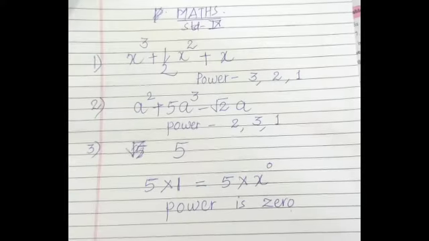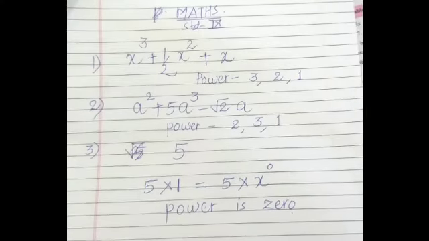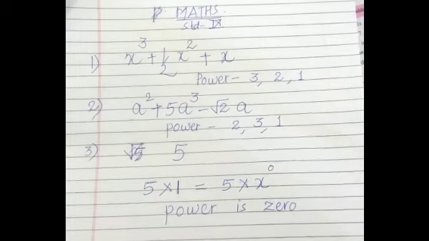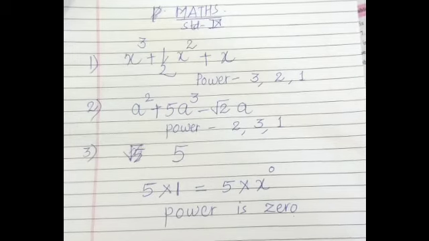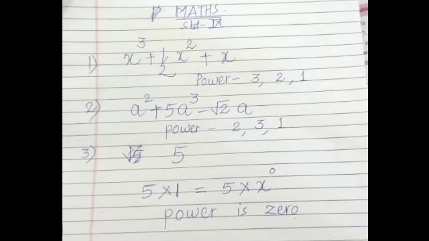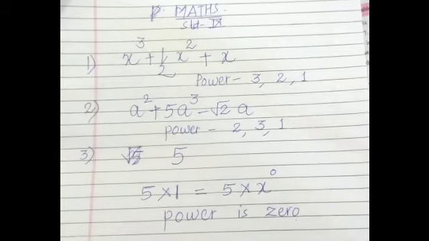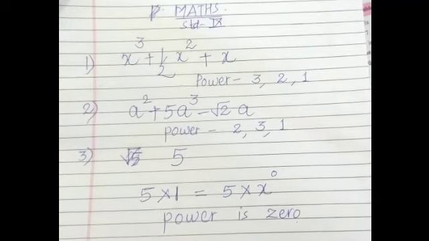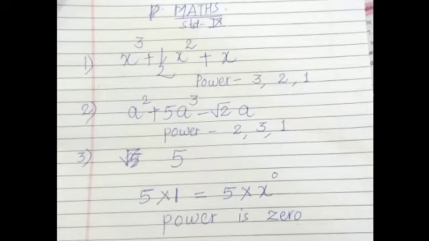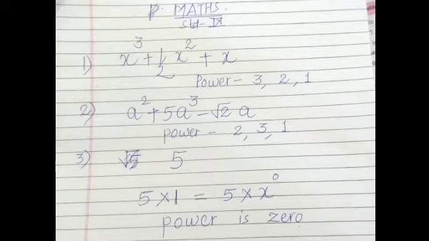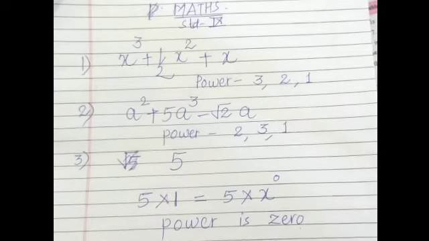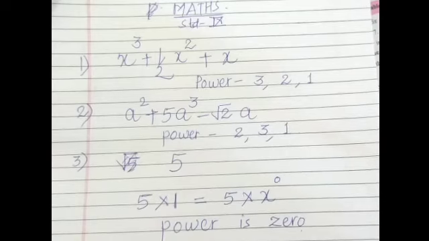Friends, in first algebraic expression, the variable is x and its powers are 3, 2 and 1 respectively. In second algebraic expression, the variable is a and its powers are 2, 3 and 1 respectively.